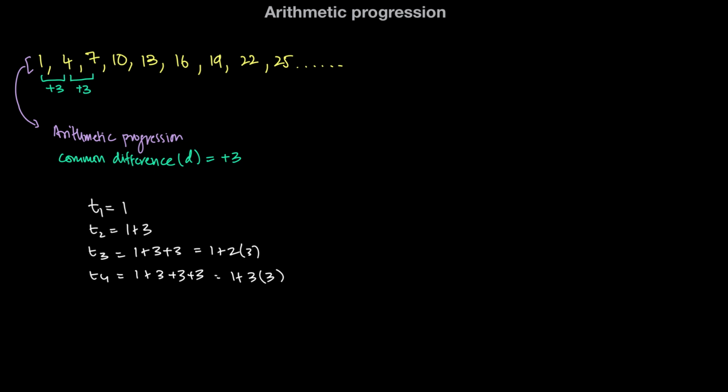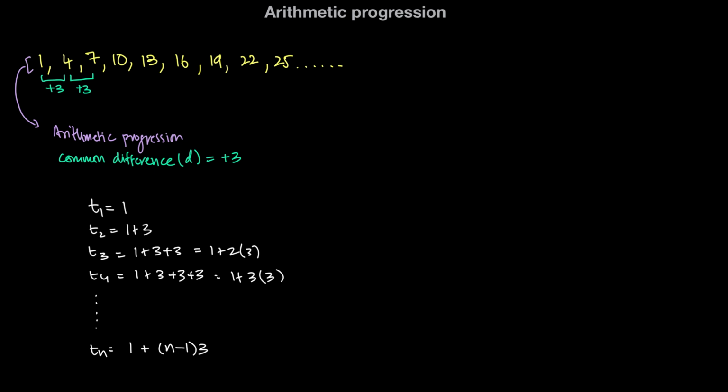So more generally speaking, what we can say is that if I wanted to find the nth term of an arithmetic progression, I take the first term and I add the common difference n minus 1 times. So here, if I want to find, let's say, the 100th term in the sequence, I add the common difference 99 times. When I do that, I'll get the 100th term. So if I add the common difference 99 times to the first term, I get the 100th term of the sequence.